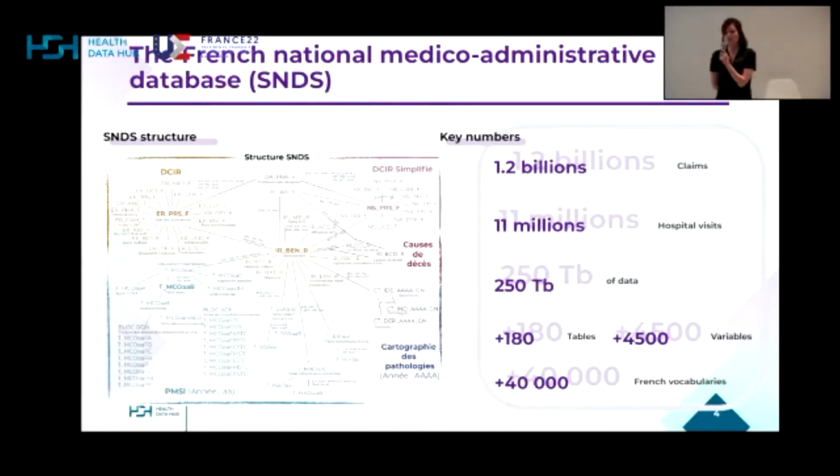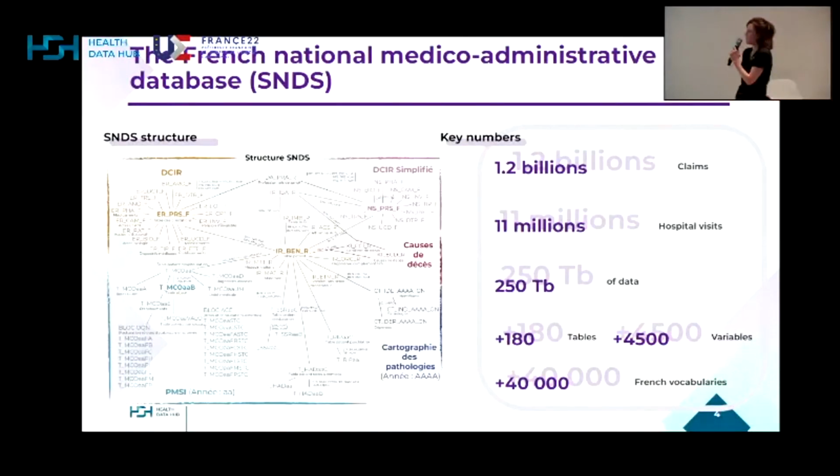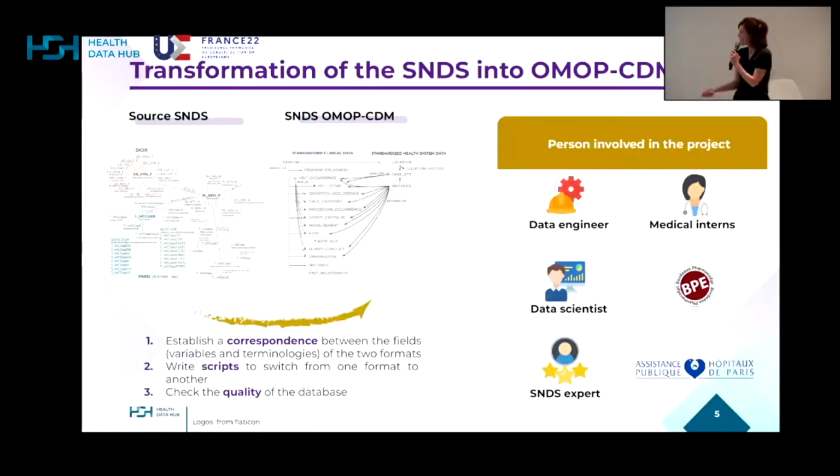And in France, we also have a specific terminology, with more than 40,000 French vocabulary terms, because we have our own system to describe all the procedures, the drugs, the diagnoses, etc. So we have been working to transform the SNDS into an OMOP common database for 2 years.